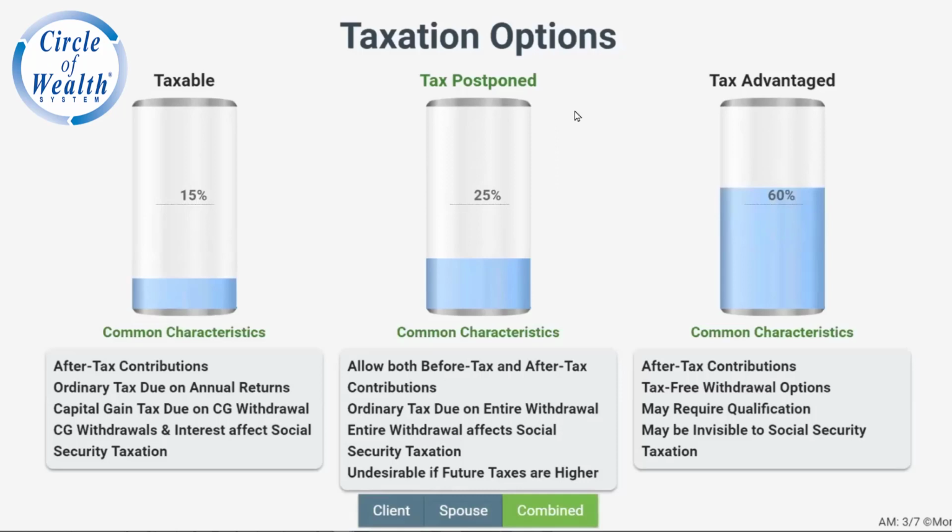Okay. So this is really a great place to start a conversation with clients. And again, it's not, how do I save on my tax bill that I'm looking at right now?